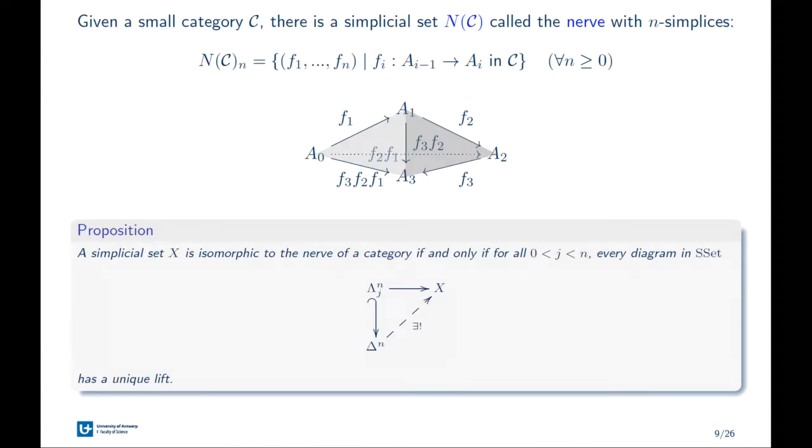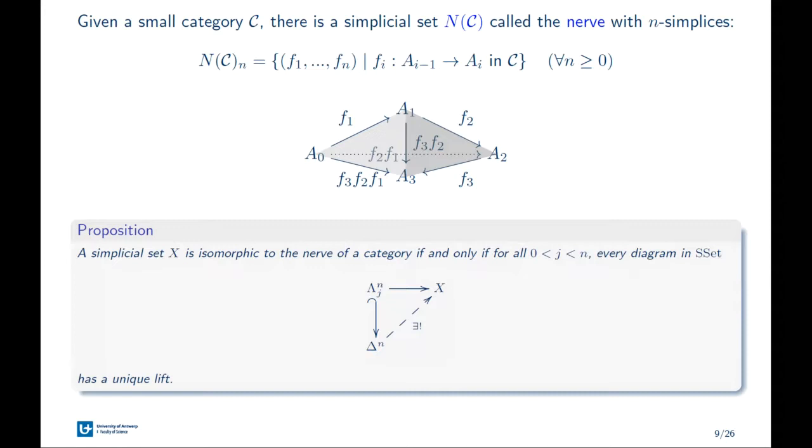Okay, so we have this one source of examples, which comes from topological spaces. We can consider topological spaces as a special kind of simplicial sets, namely these Kan complexes. And another source of examples comes from categories, ordinary categories. So if I have a small category C, then I can consider the so-called nerve of C.